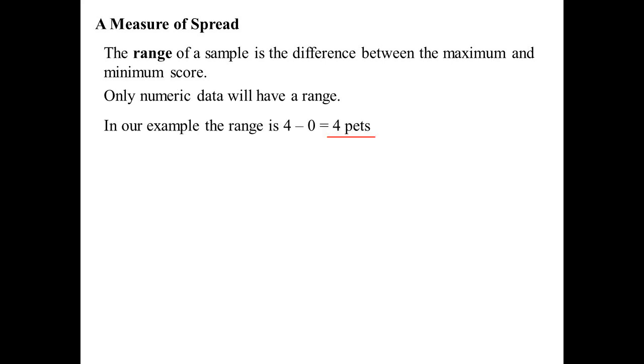So range is probably the simplest measure of spread. Highest minus the lowest. But only numeric data will have a range. I mean, you can't find the average of colours, for instance. In our example, 4 pets is the range. Okay.